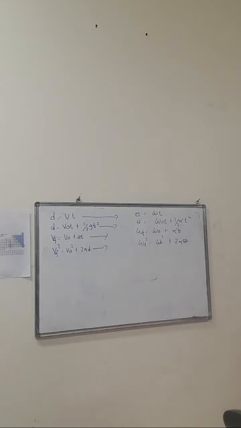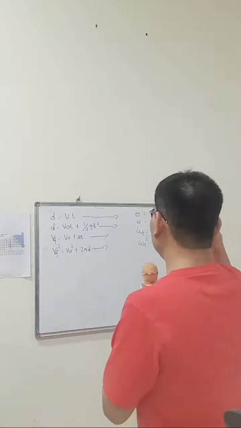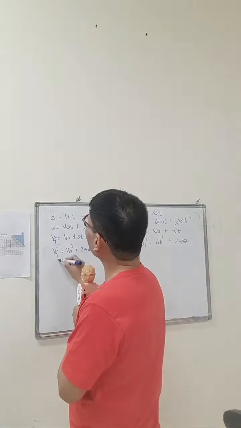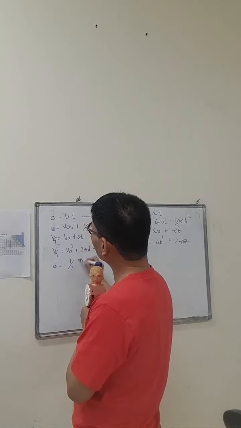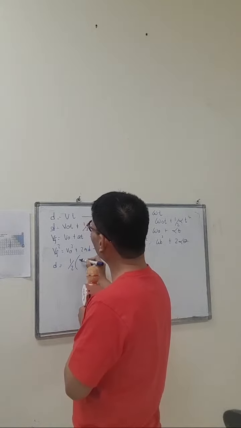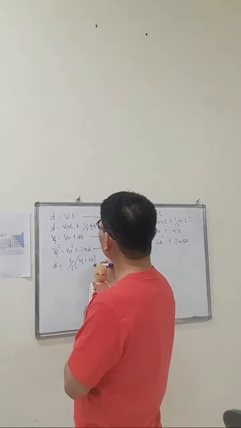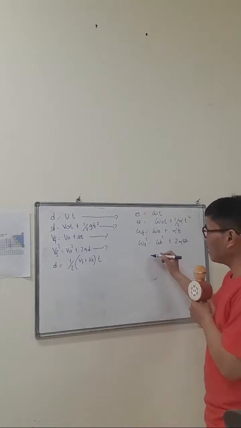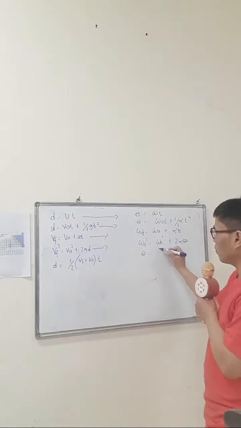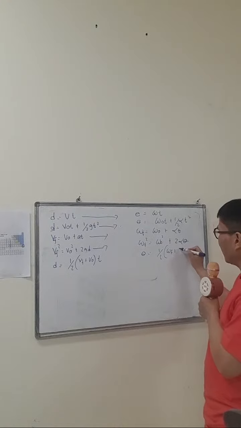Okay, get the point. And the last but not the least is the instantaneous displacement. So we have displacement d equals 1/2 times the bracket of the final velocity plus initial velocity, times time. The equivalent here is angular displacement theta equals 1/2 times the final angular velocity plus initial angular velocity, times time.